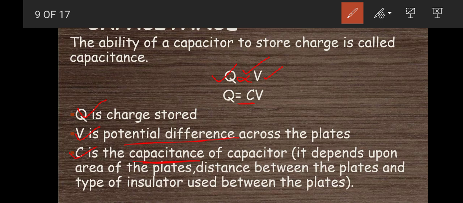It depends upon three factors. Number one is the area of the plates, number two is the distance between the plates, and number three is the type of insulator between the plates. The ability of the capacitor changes with the change in these three factors.